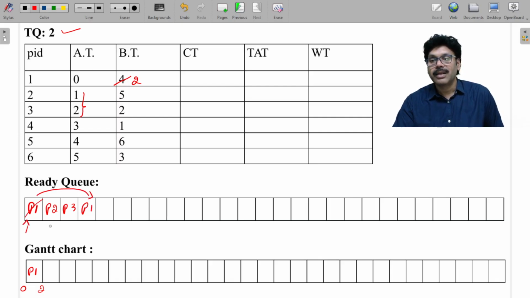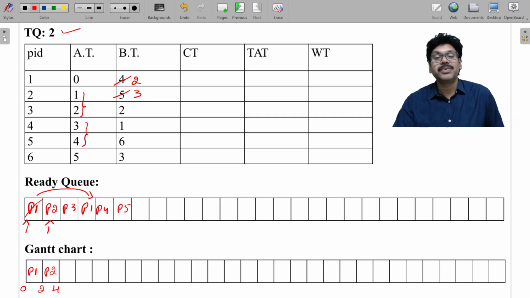This is the head. Now P2 is executed up to the time quantum. I need 5, I can give only 2. Balance is 3. Now it executed up to 4. During execution up to 4, two other processes have come, named P4 and P5.